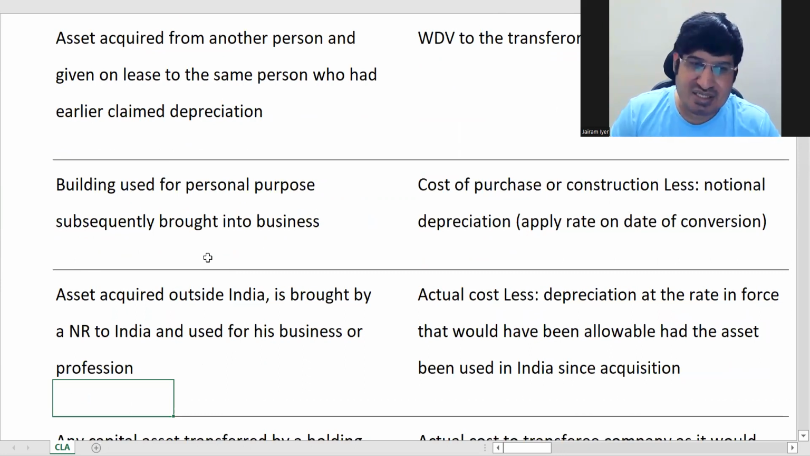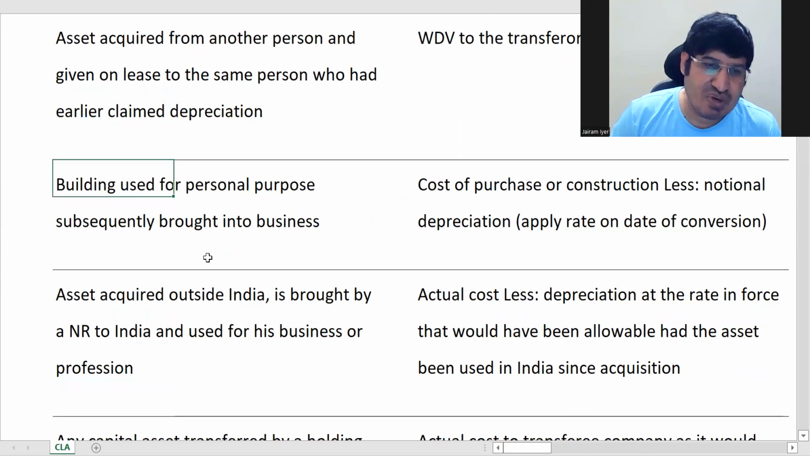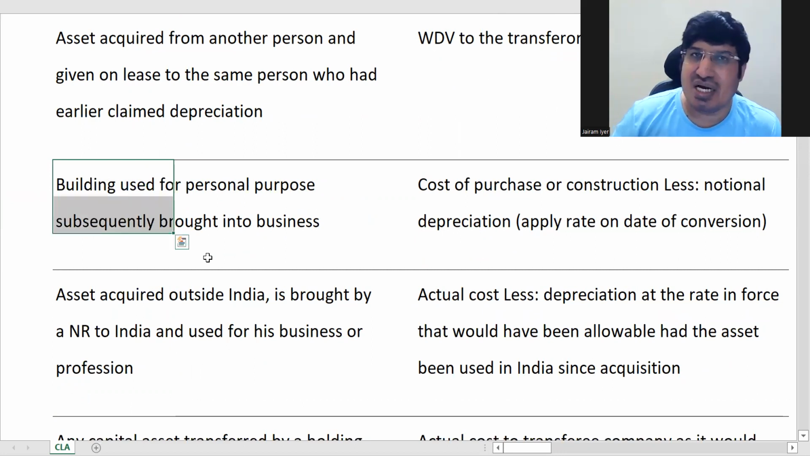Now, next is building used for personal purpose, subsequently brought into business. So what will happen is, say you have used it for 5 years. For 5 years, you will have no depreciation, correct? And then you are bringing it to business. So how to value that asset?